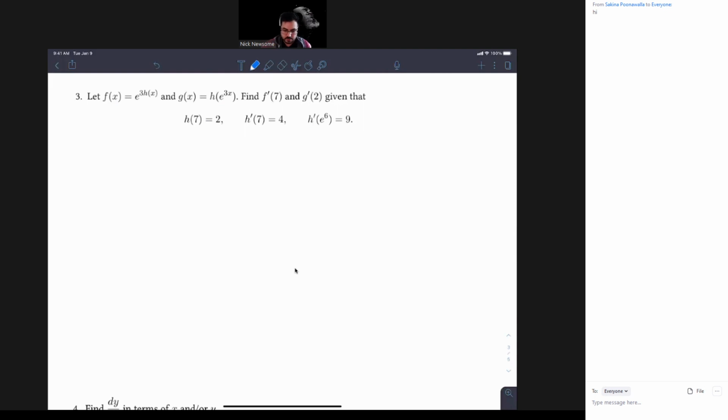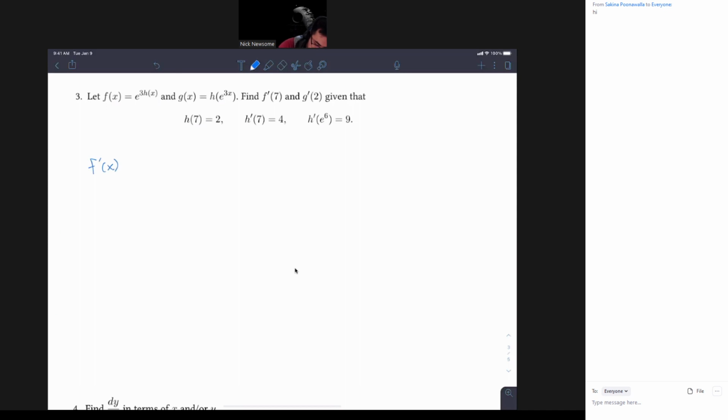All right, number 3. Similar type of problem. We're given this function f in terms of a function h, and we're also given g in terms of the function h. We want to find the derivative of f and g evaluated at certain points. So we'll deal with the f prime first.